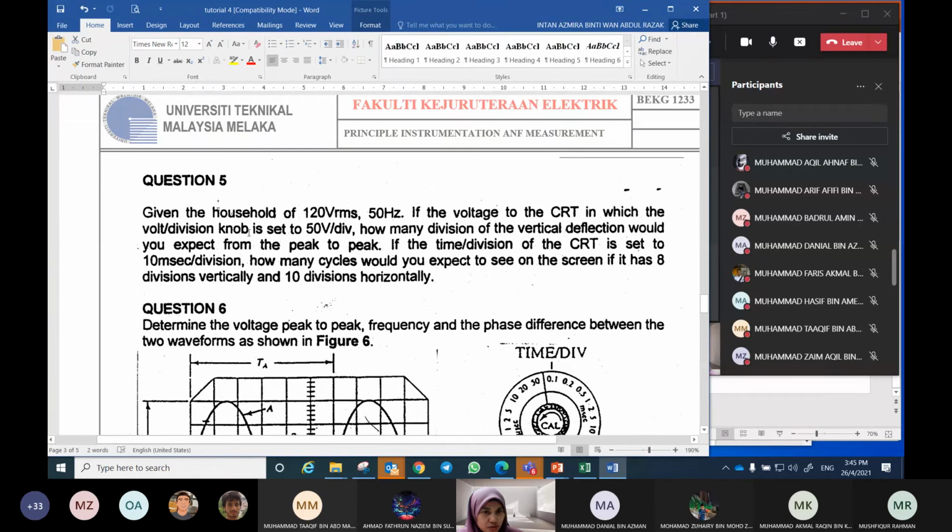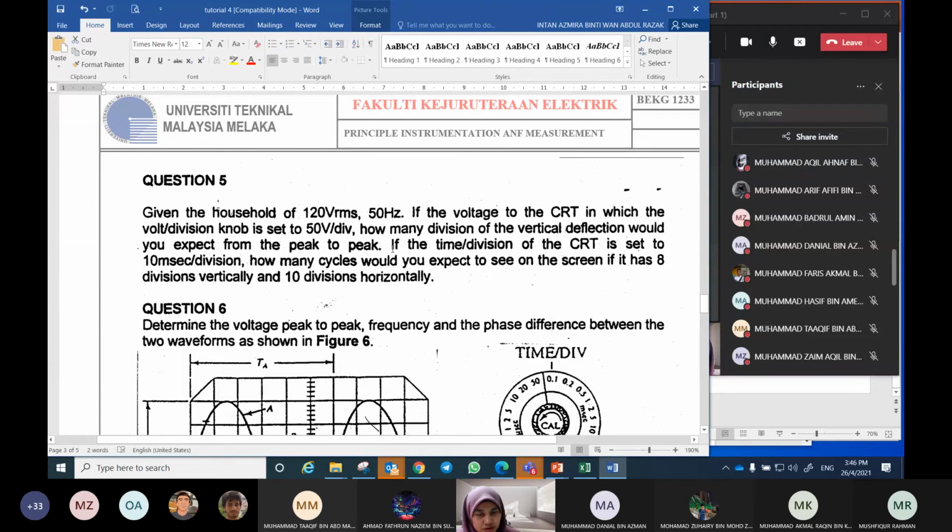Given the household of 120 VRMS 50 Hz, if the volt per division knob is set to 50 volt per division, how many divisions of the vertical deflection would you expect from the peak to peak? The signal is in VRMS, so you can get the peak to peak value and then calculate or plot on a graph to see how many divisions to get this amplitude.